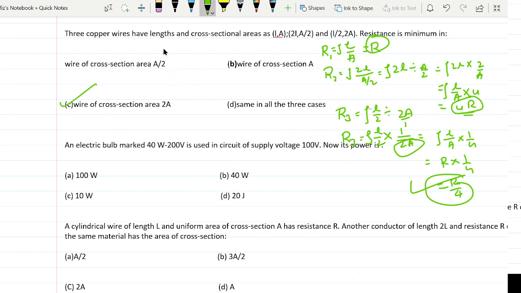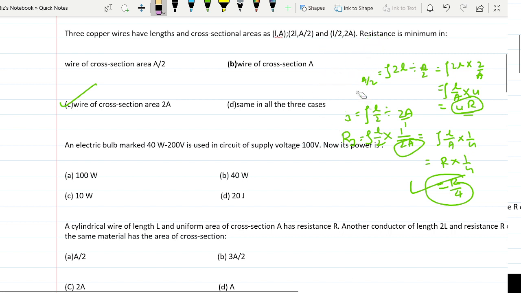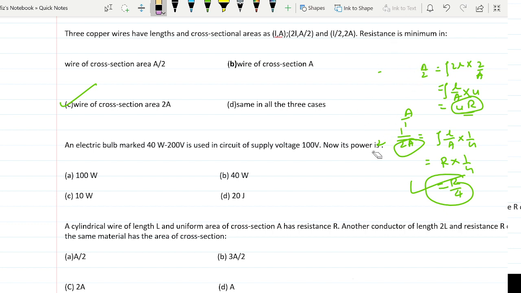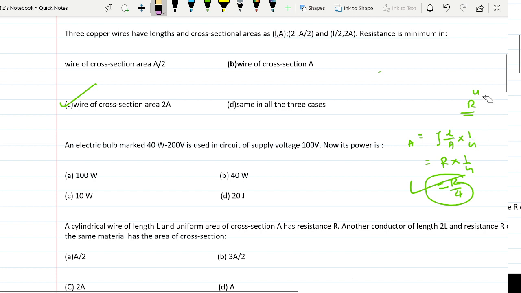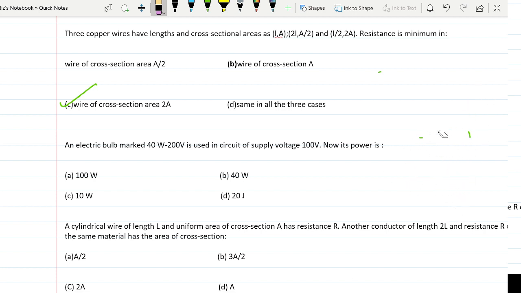Children, remember in what way you will approach such questions. Okay, that is very important. So this is how you got to know that option C is correct here. Now moving on to the next question. Pause the video and try to do it on your own, children. Anyhow, coming to the next question here.